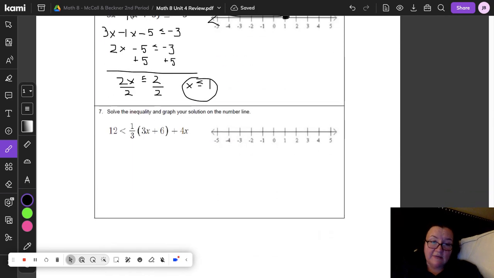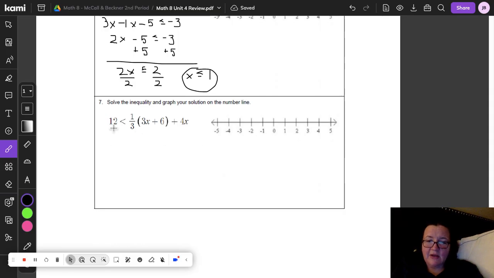Last question. So good. All right, we've got 12 is less than 1/3 times (3x plus 6) plus 4x. All right, first step, we've got parentheses. We need to distribute. So we've got 1/3 times 3. If we're thinking about 1/3 times 3, what would that turn out to be? I am going to go ahead and open Desmos because I feel like that is a good practice to use. You could use Desmos too if you wanted to, unless you already know the answer.